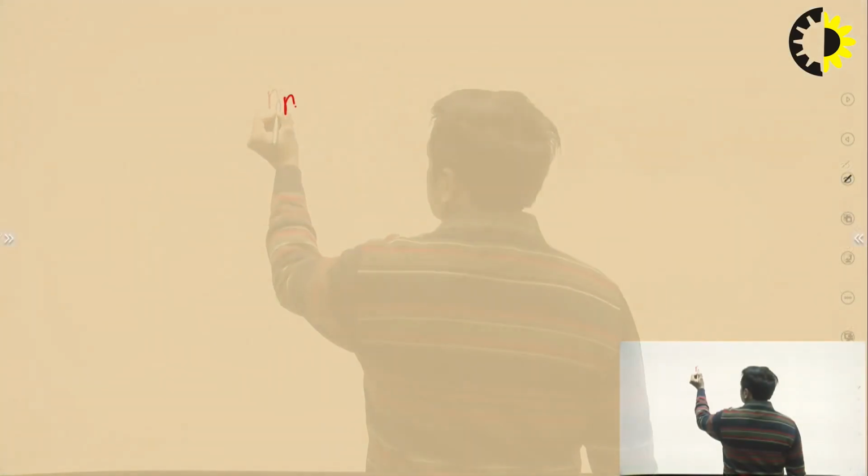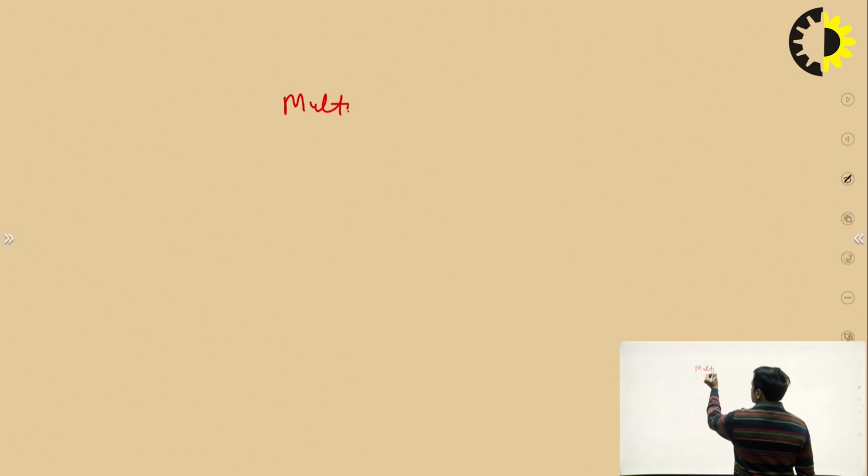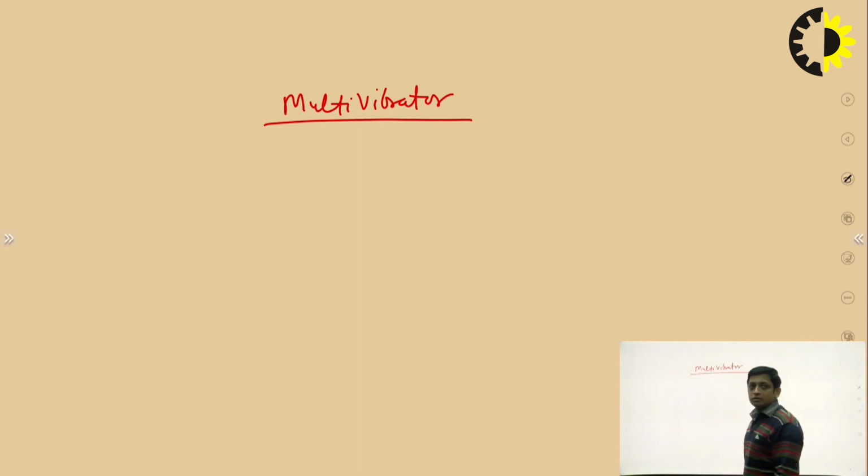Now starting with the multivibrator. Firstly we need to understand what a multivibrator is. As the name suggests, multi means more than one. Vibrator means the output state vibrates between different states. It means that a circuit which vibrates, which changes its state, is called a multivibrator.